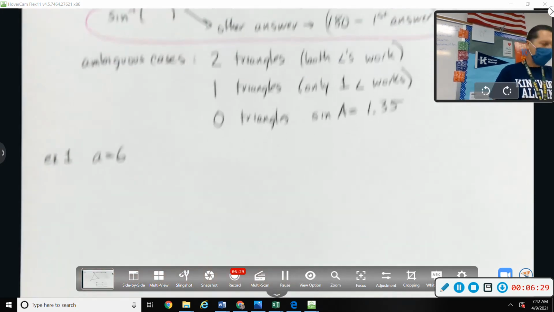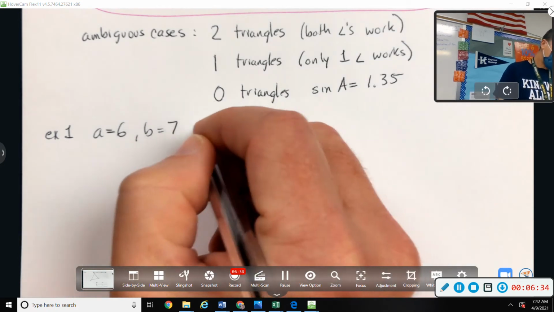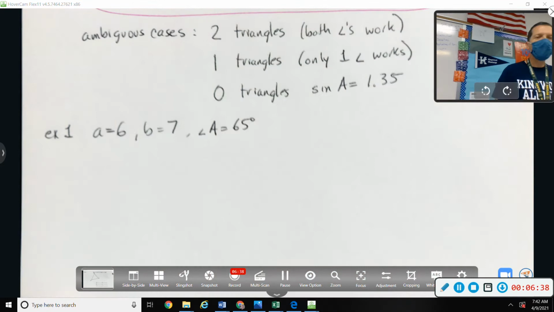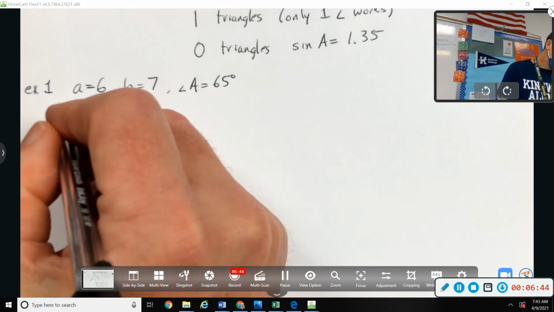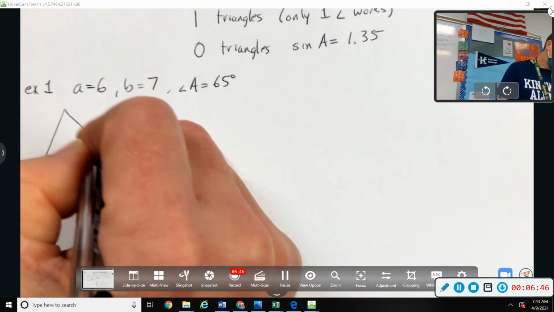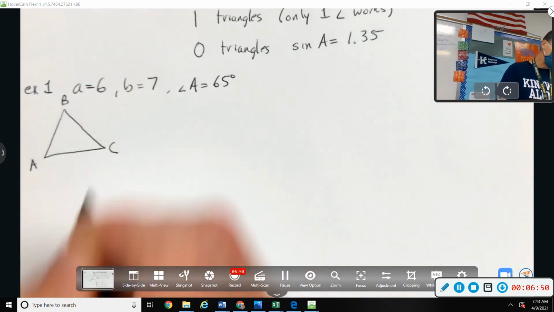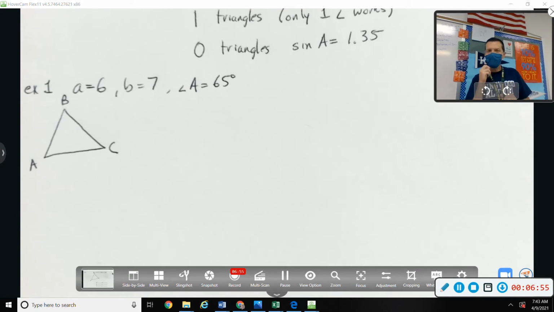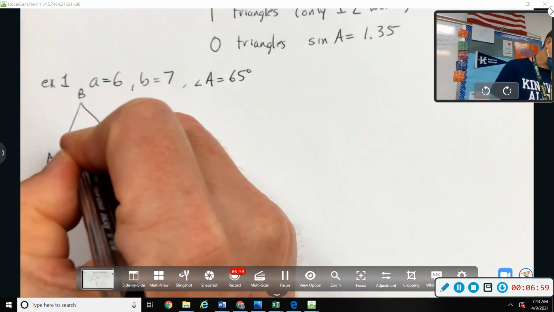Example 1. a equals 6. b equals 7. Angle A equals 65 degrees. I'm going to draw the triangle, although, again, not absolutely necessary, because you got A information, so you could start with that. You could jump right into a formula, but I like to put it on the picture, so.